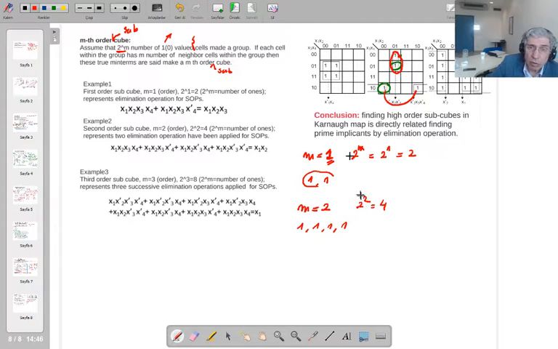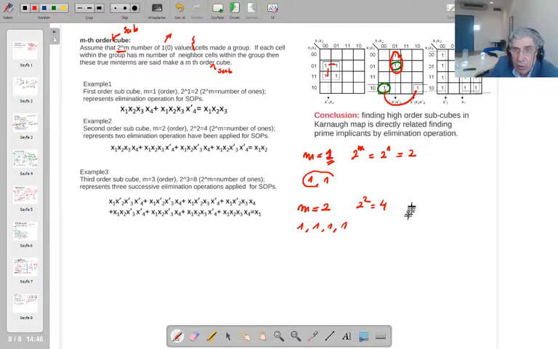How am I going to check whether this is a subcube or not? Each one here, this one for example, is neighbor to this one, and is also neighbor to this one. So m equal to 2, that means the order of the cube is also the number of neighbors for each one. For this one, this neighbor and this neighbor, 2. For this one, this neighbor and this neighbor, 2 neighbors again. For this one, there are 2 neighbors. So each one within this group has 2 neighbors. Therefore, these 4 ones make a subcube.